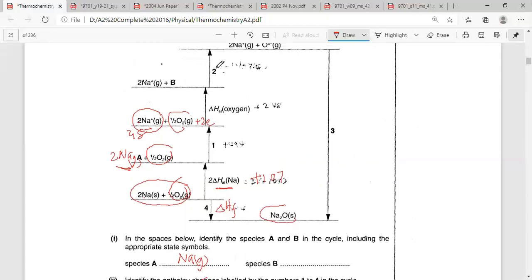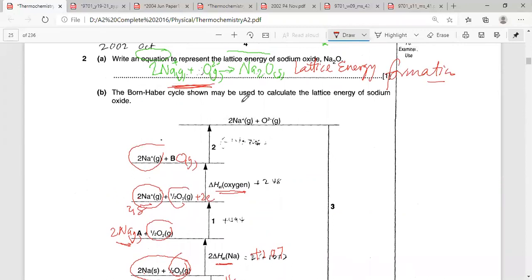Now from here to here, the sodium remains the same, but you're going to change the oxygen. The oxygen gas will have to break to form gaseous atomic O. So half of O2 gives 1 O here, because you need only 1 oxygen. So here is the heat of atomization, plus 248, given down there.